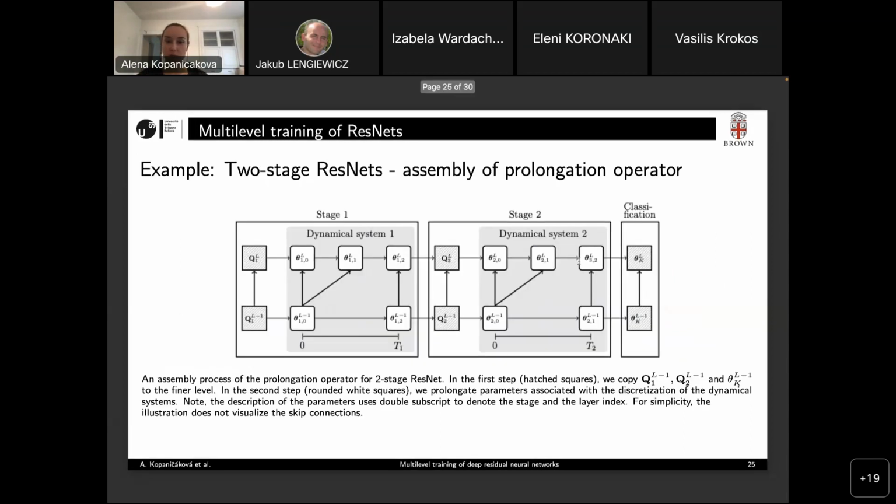Just to give you a simple example, here I have a two-stage ResNet and I demonstrate how to assemble prolongation operators. You can see we just use simple piecewise constant interpolation, where data is transferred from the coarse level to the fine level, but there is no transfer of data between different stages. All information is contained within one particular stage.